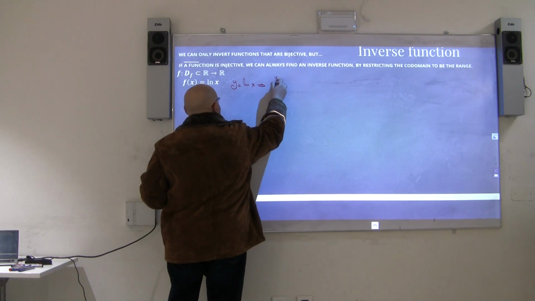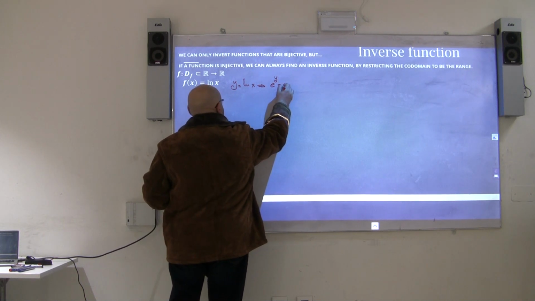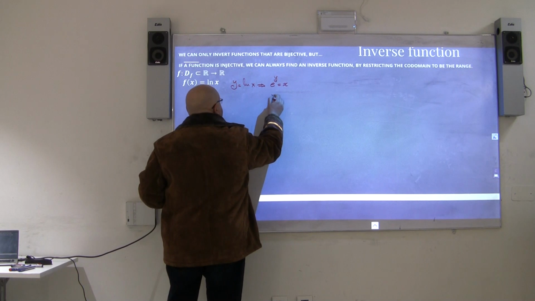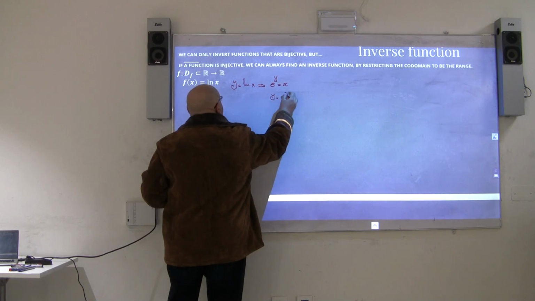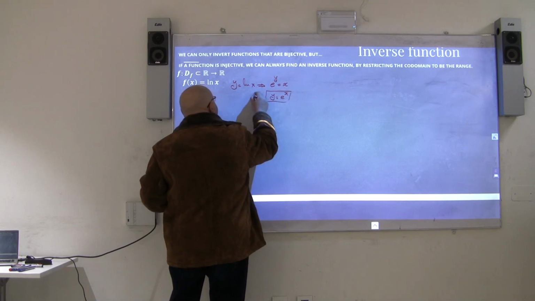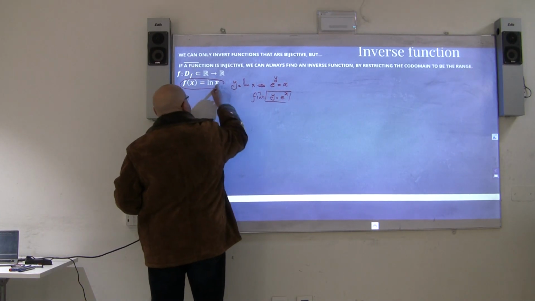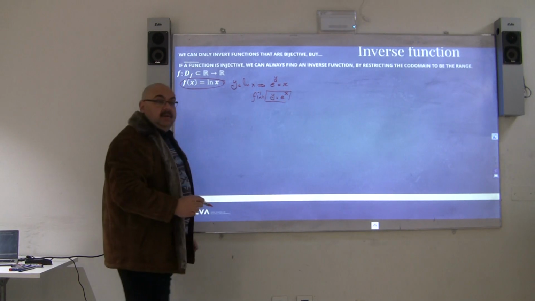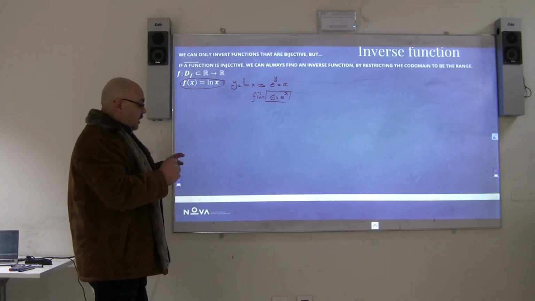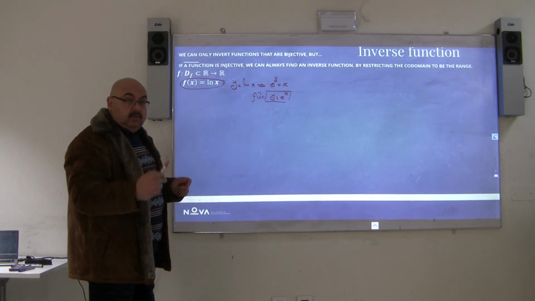E to the power of y is equal to x. Second step, y is equal to e to the power of x. That's the inverse function for this shape. So that's the main function, that's the inverse function. Okay? Now, if I try to check, can you do the check?